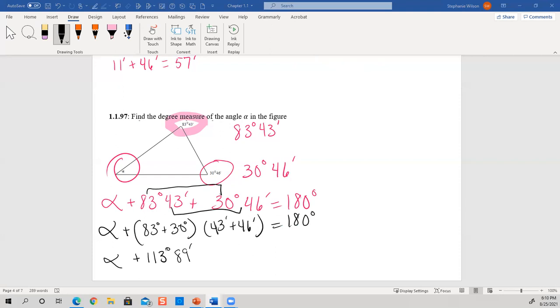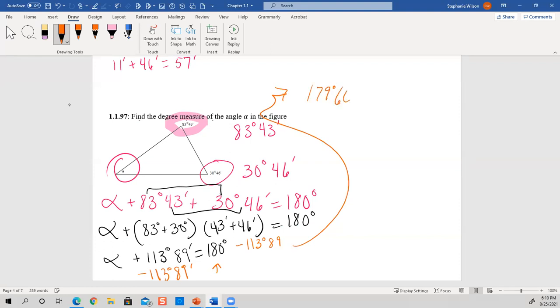So what I want to do is get this equal to the alpha. And in order to do that, I need to subtract this from both sides so I can get it by itself. And then I'm going to come up here. So I got 180 degrees minus that 113. But before I start that, we need to work with this 180. We know that 180 degrees is 179 degrees, 60 minutes.